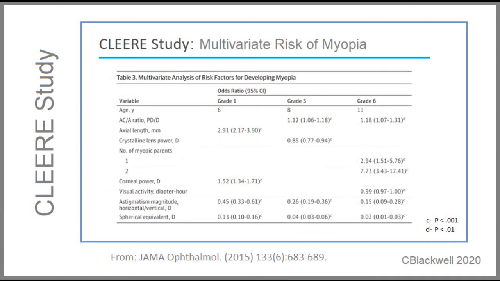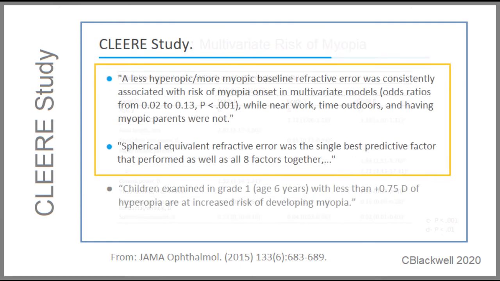The author's conclusion was, the best predictor of myopia development was baseline refractive error. That single parameter had nearly the equivalent predictive strength of the other 8 variables put together.